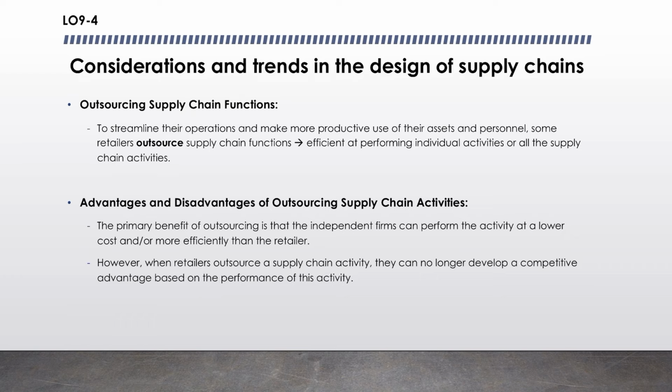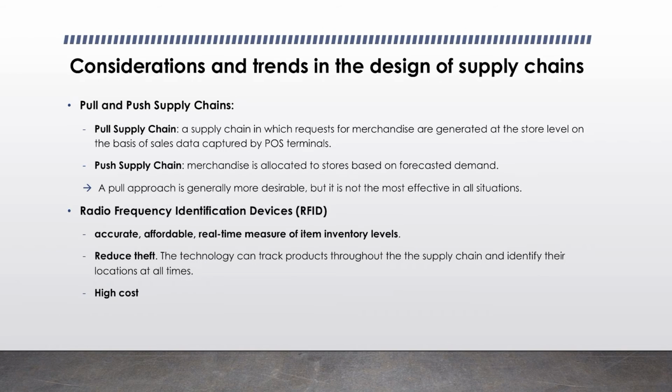However, when retailers outsource a supply chain activity, they can no longer develop a competitive advantage based on the performance of this activity. Pull and push supply chain. A pull supply chain is one in which requests for merchandise are generated at the store level on the basis of sales data captured by POS terminals. A push supply chain is one in which merchandise is allocated to stores based on forecasted demand.